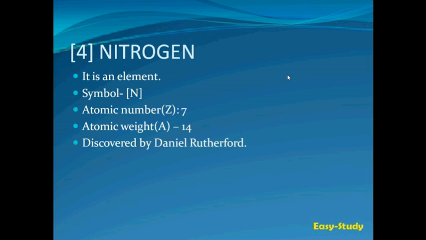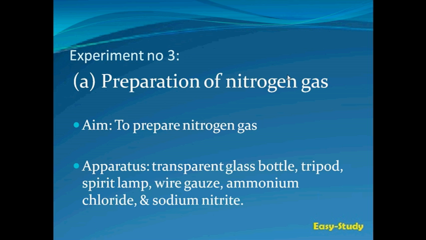Nitrogen. It is an element. It is denoted by capital N, whose atomic number is 7 and atomic weight is 14. It was discovered by Daniel Rutherford. Now let's perform an experiment to learn how to prepare nitrogen gas. Apparatus required: transparent glass bottle, tripod, spirit lamp, wire guides, ammonium chloride and sodium nitrite.